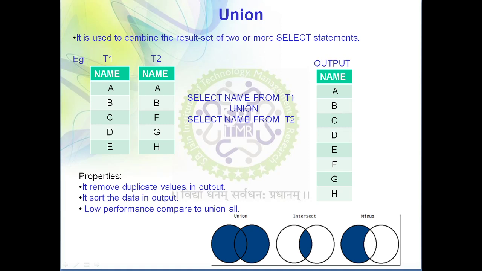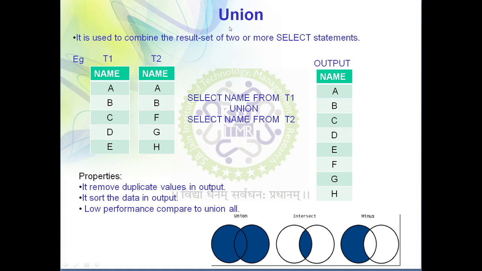Suppose I have this T1 table and T2 table. In the T1 table I have one attribute name, and in the T2 table I also have the attribute name. In the T1 table I have 5 rows A, B, C, D, E, and in T2 I have A, B, F, G, H. Suppose I need to combine the data from both tables T1 and T2. Can I do this? Yes, I can do this with the help of union. So how to write the query? Select name from T1, union, select name from T2.